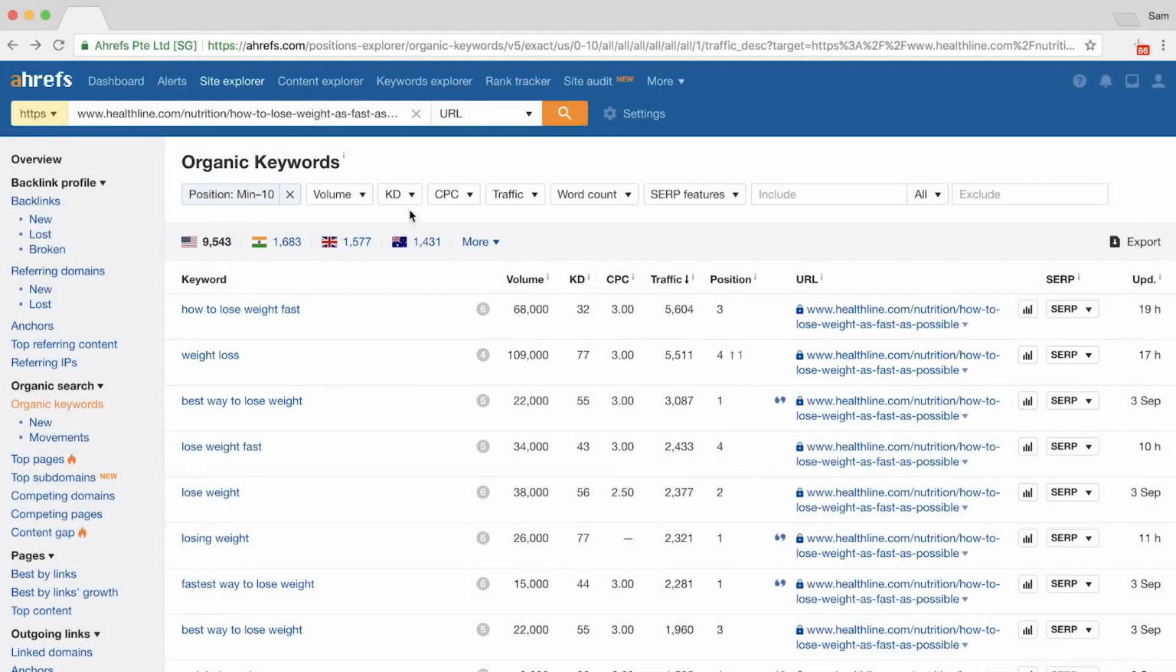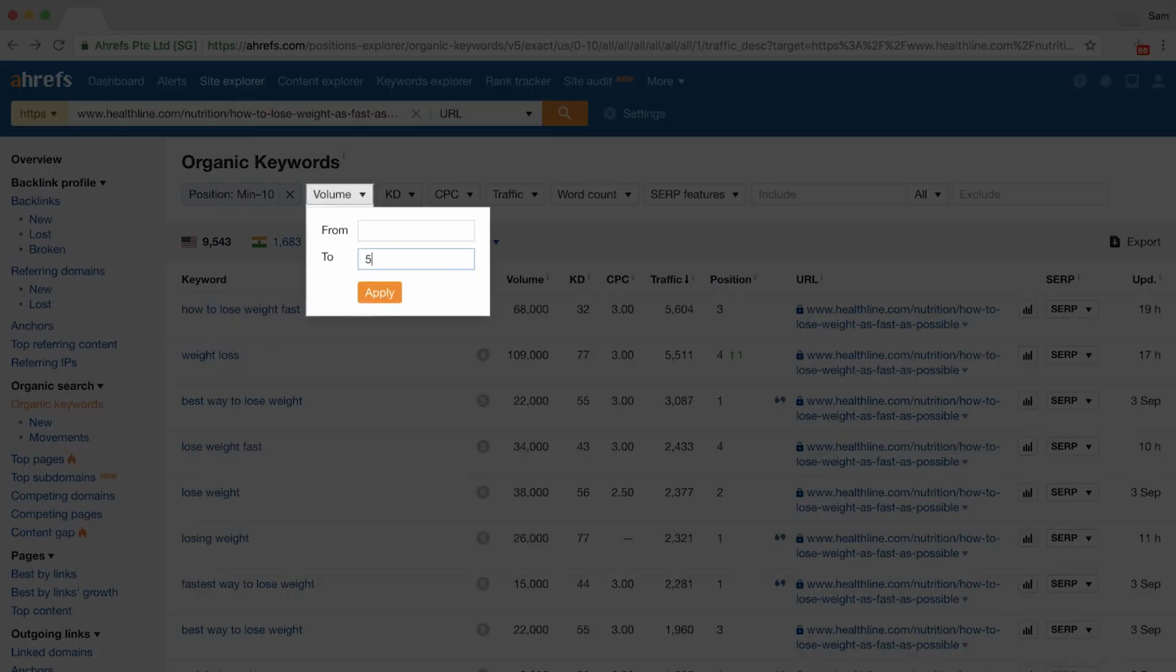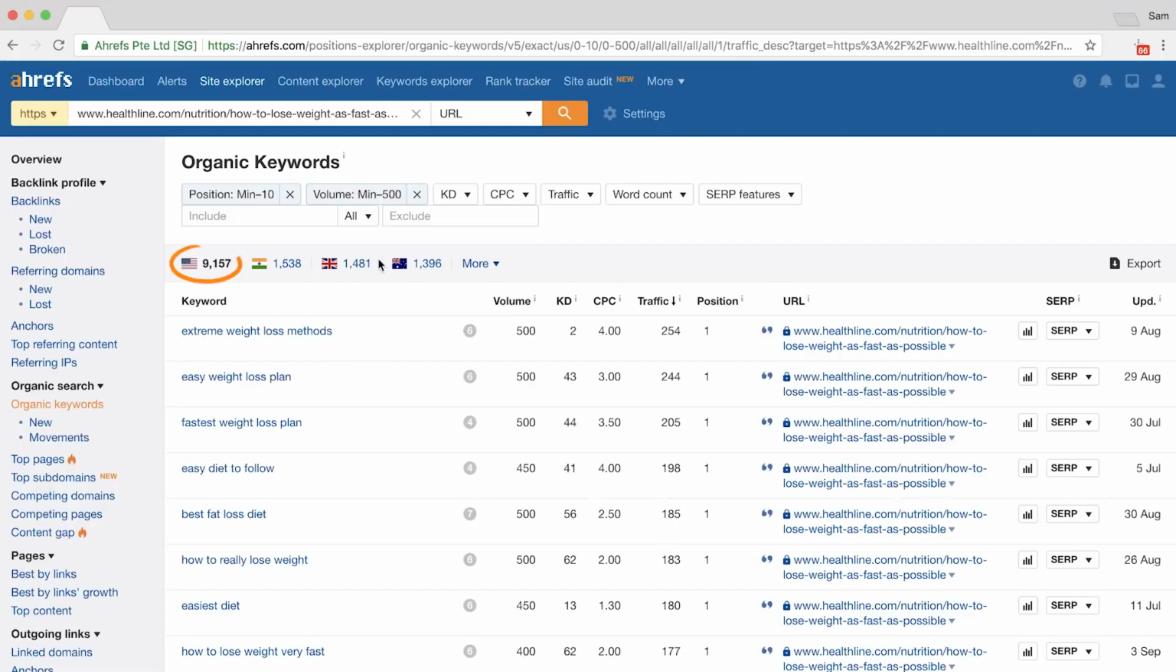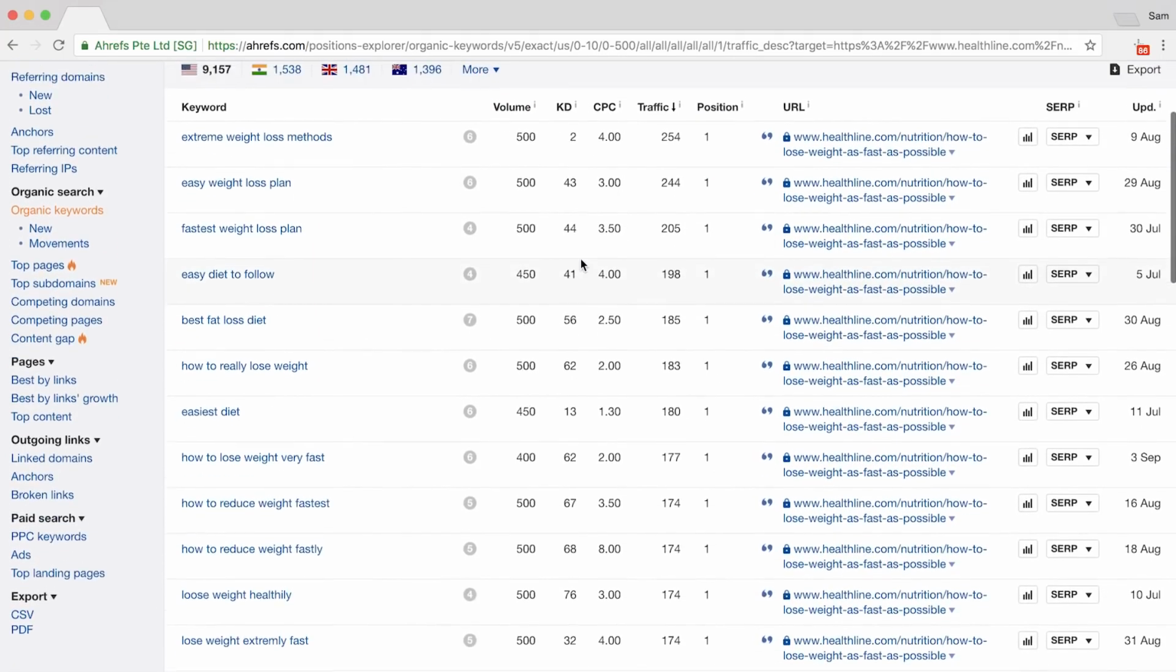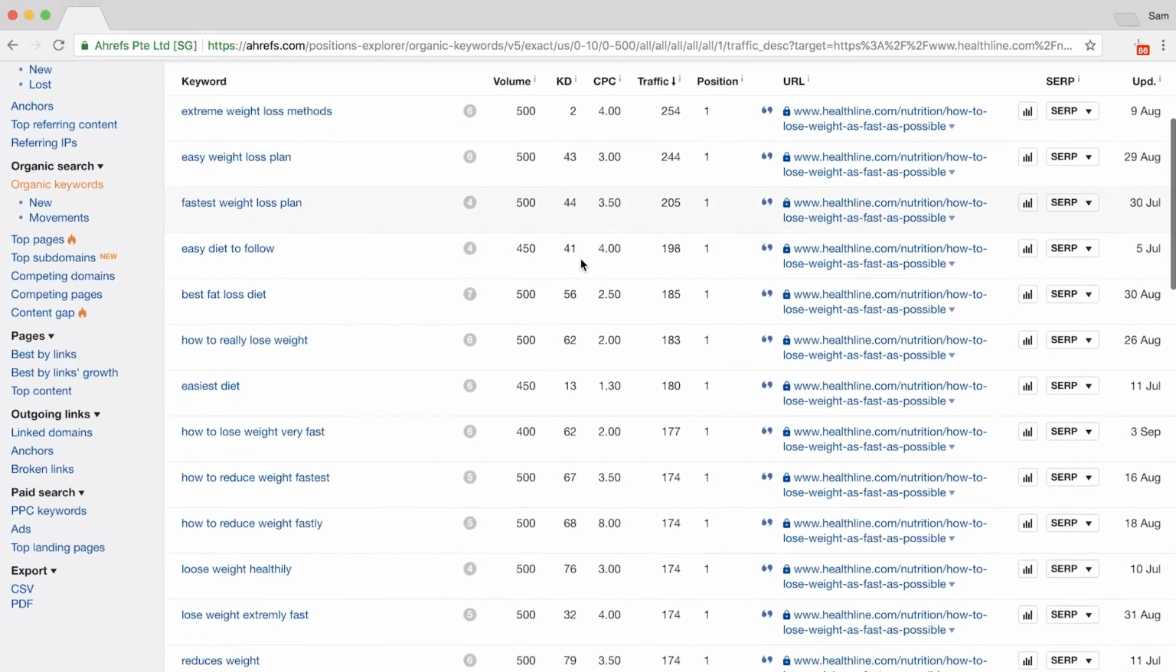So let's filter for these keywords that still rank in the top 10, and you'll see that there are still over 9,100 keywords. These are the long tail keywords for the topic on weight loss, and they account for 96% of this page's keyword rankings. But this is much more than just another fun fact. There are 2 very actionable tips to take away from this.